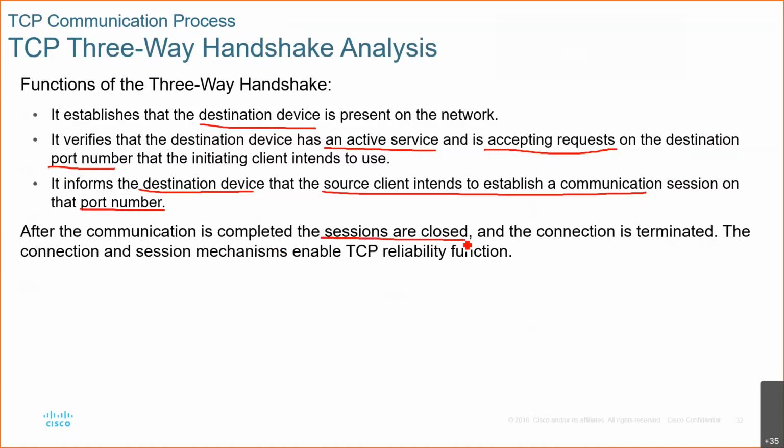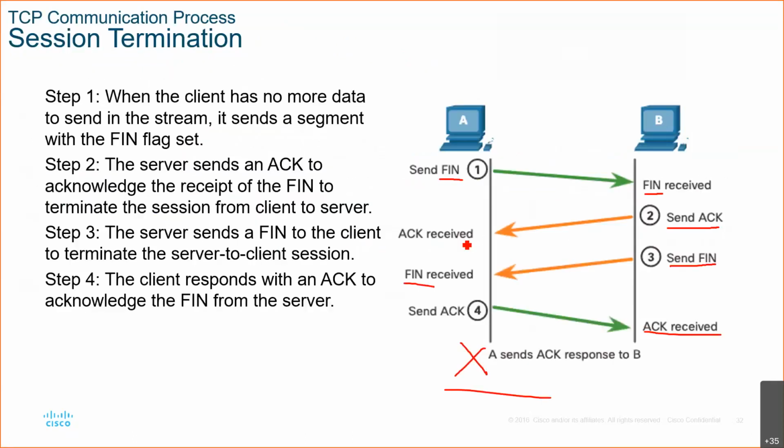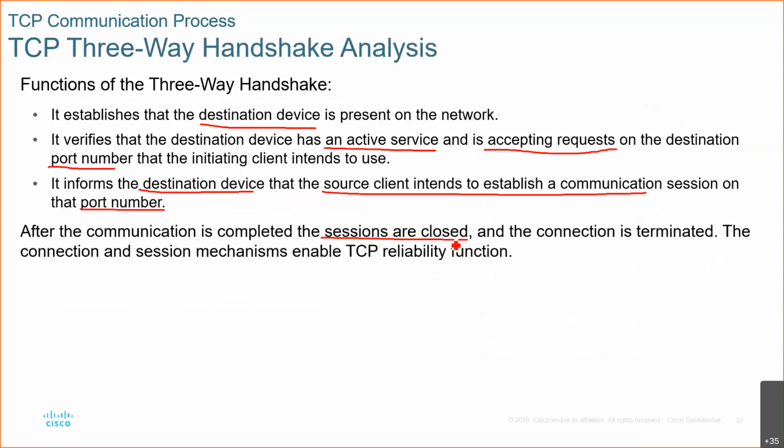And that close, as we saw earlier, has to be acknowledged. The server also will send a FIN message, and the sender will acknowledge that FIN. And then the connection is closed. Okay, all this will enable your TCP to have reliability. Speed is not important, but reliability is important.